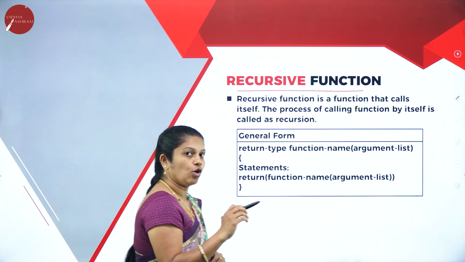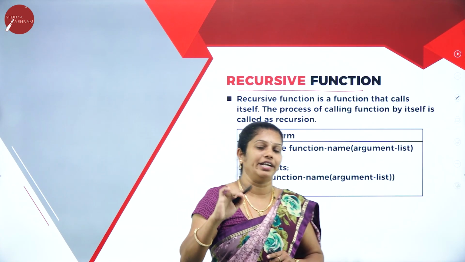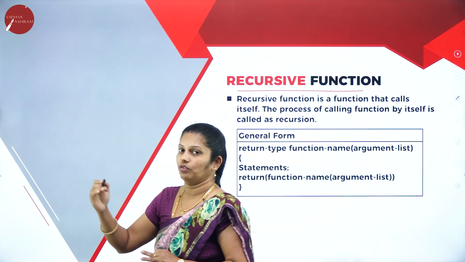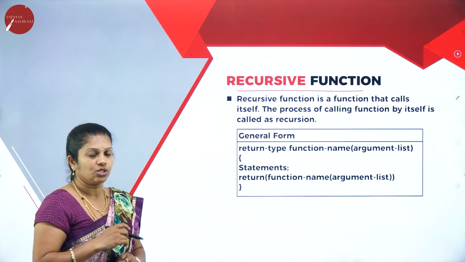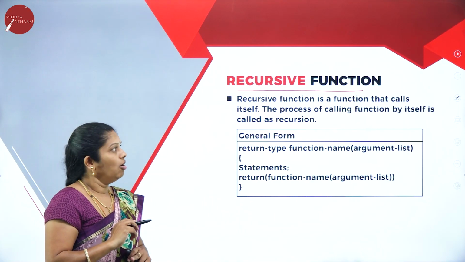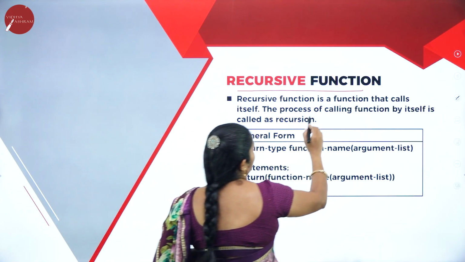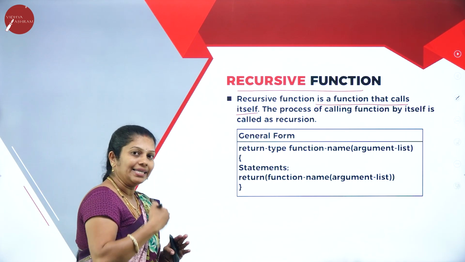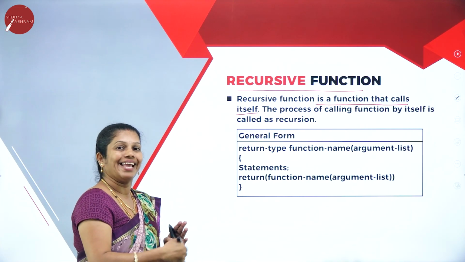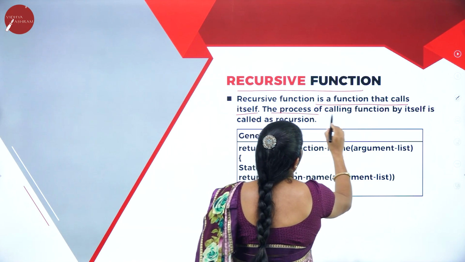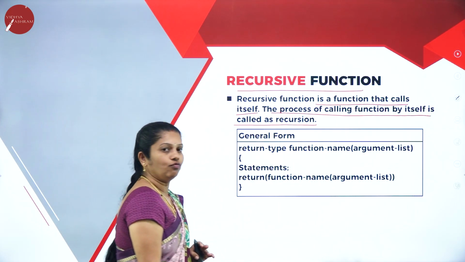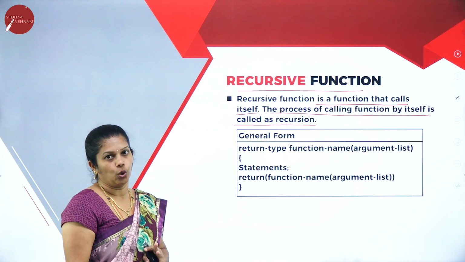When we came to types of user-defined function, I told you there are 5 types: functions with no argument, with return value, functions with argument, with return value, all the types. But the last one is the recursive function. A recursive function is a function that calls itself. By itself, it will call the function again and again. The process of a function calling itself is called a recursive function, or recursion also we can say.